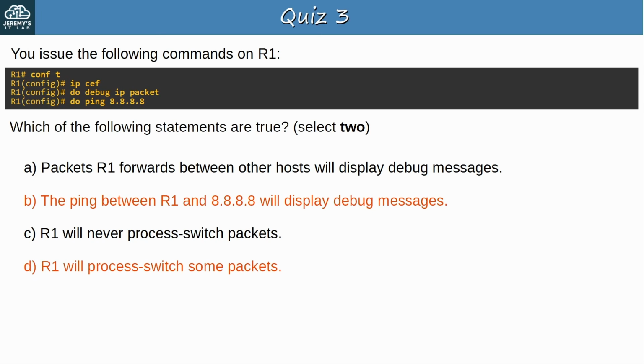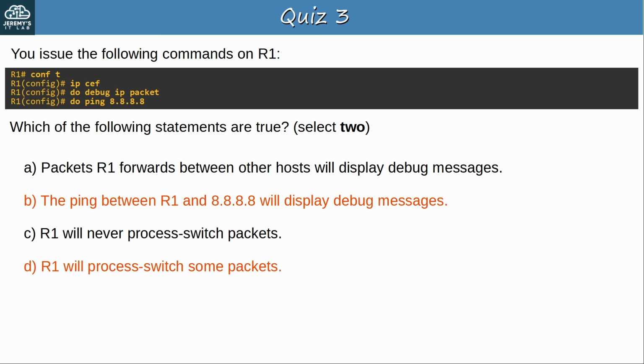Okay, the answers are B and D. The ping between R1 and 8.8.8.8 will display debug messages, because even with CEF enabled, R1 will still process switch some packets. For example, packets sent to and from R1 itself. However, when forwarding packets between other hosts, it will not process switch them, unless it is a special case like a packet using IP options. Okay, that's all for the quiz.